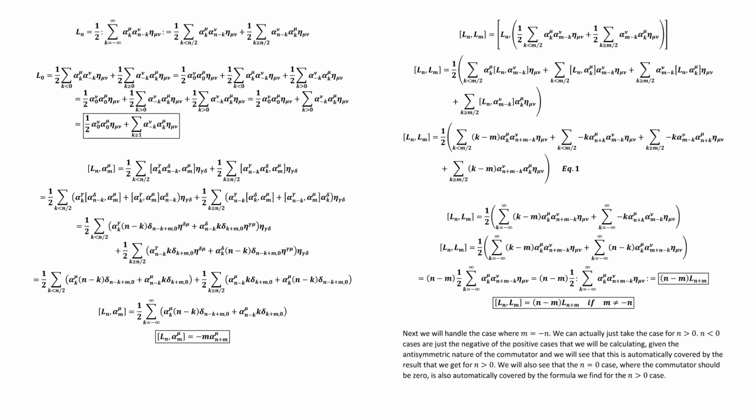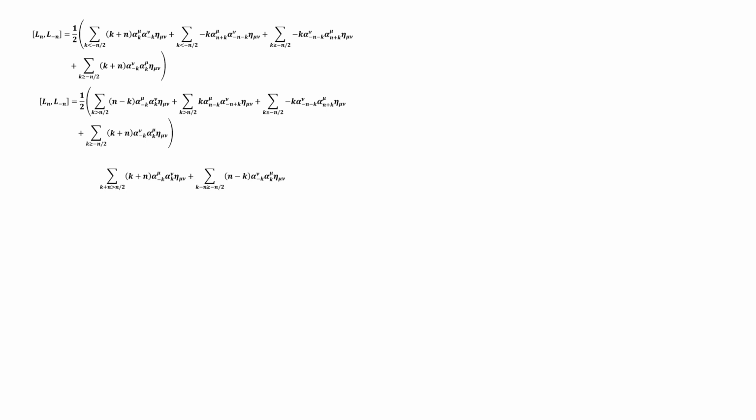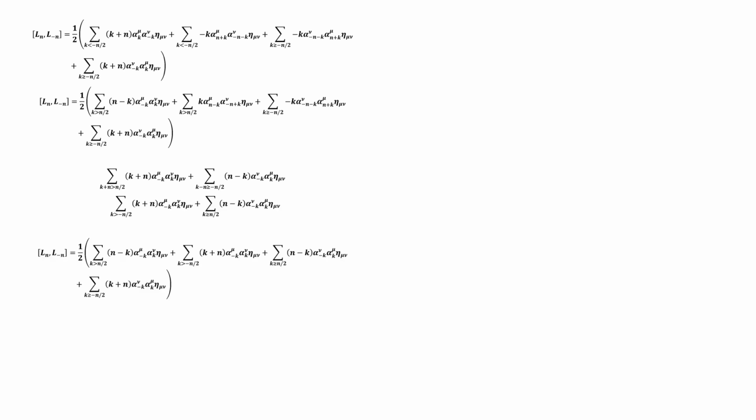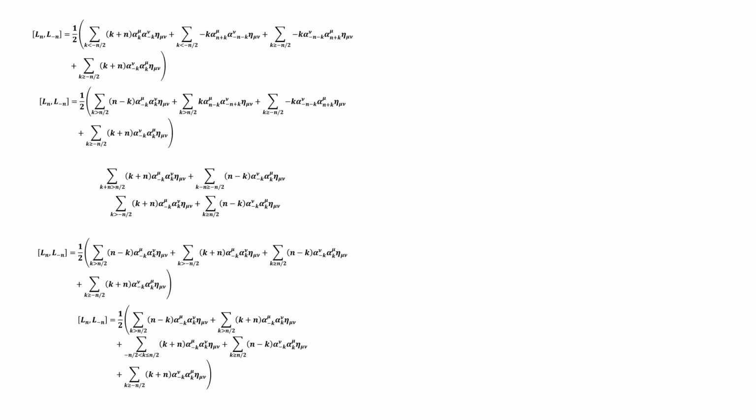this is automatically covered by the result that we get from n greater than 0. We'll also see that the n equal to 0 case, where the commutator should be 0, is also automatically covered by the formula we find for the n greater than 0 case. Anyway, in this case, the alpha operators in equation 1 don't commute and must be normal ordered more carefully. First, it's useful to split up the sums and then flip the sign on the summed index in the first two sums. Next, we can shift the indices in the middle two sums and then re-express the summation limits to get this. We can then split the second term into two terms.